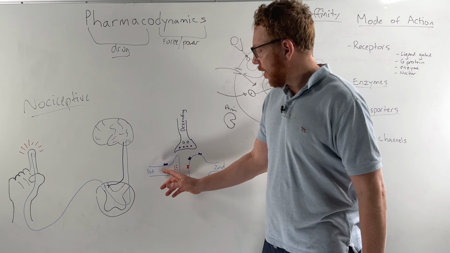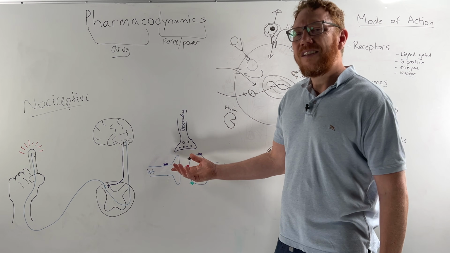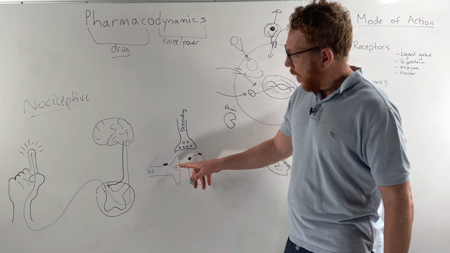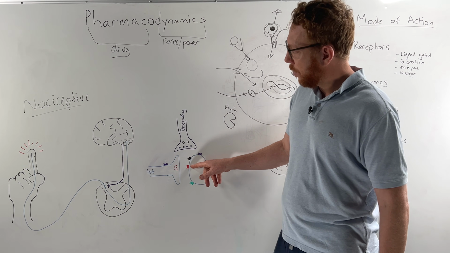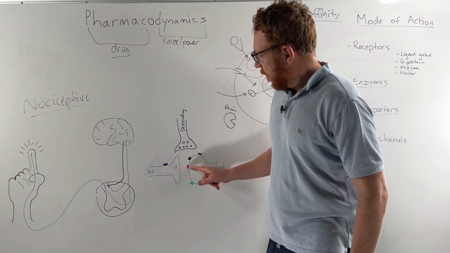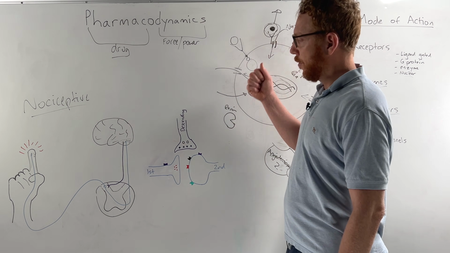So now we're looking at calcium. Calcium then causes release of neurotransmitters, which in this case have to be excitatory, like substance P and glutamate. They go across the synapse and bind to the receptor, which is probably going to be ligand-gated. Then we have the start of an action potential, sending it on up to the brain.